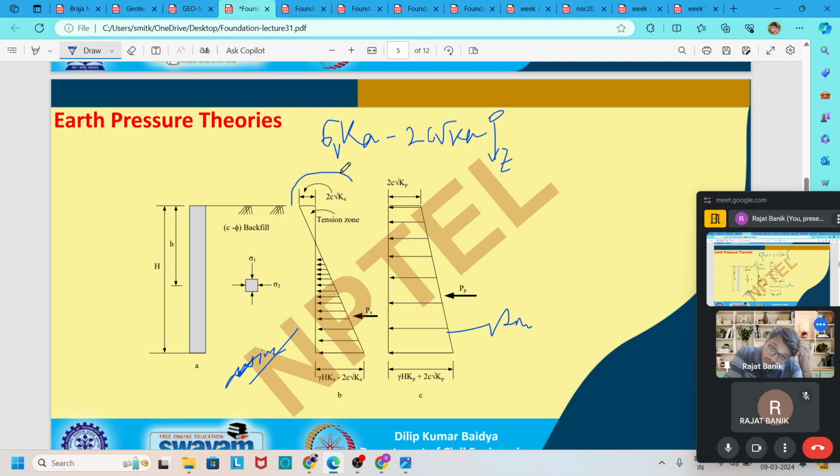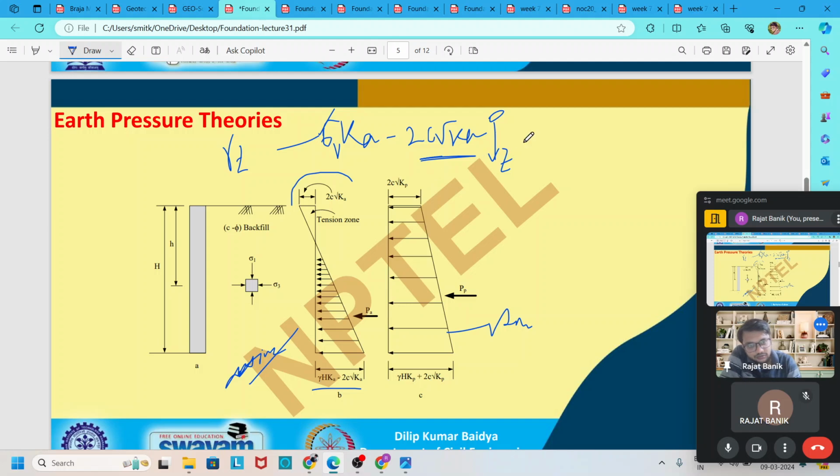At the surface, z is equal to 0, sigma v is equal to 0, so it becomes minus 2c root Ka. As the depth increases, this pressure diagram gradually increases, and at the bottom of the wall, if the height of the wall is H, it becomes gamma H Ka minus 2c root Ka. We know sigma v is gamma into z, so if you put H in place of z, it becomes gamma H Ka minus 2c root Ka.